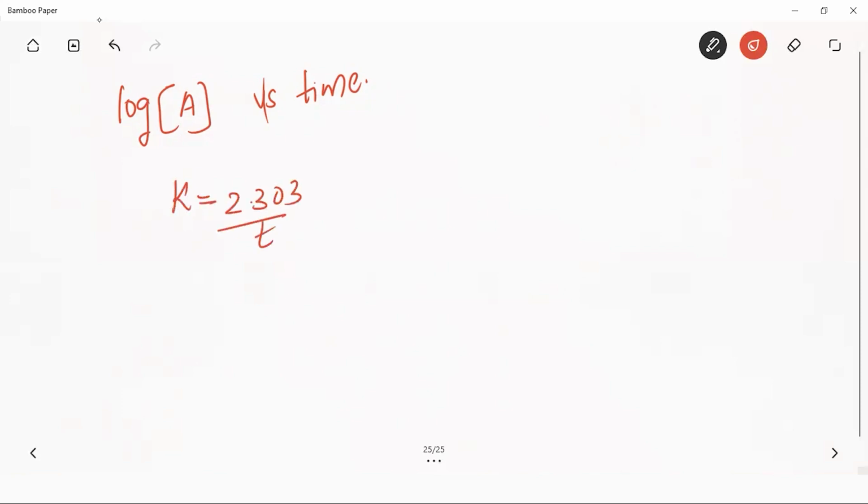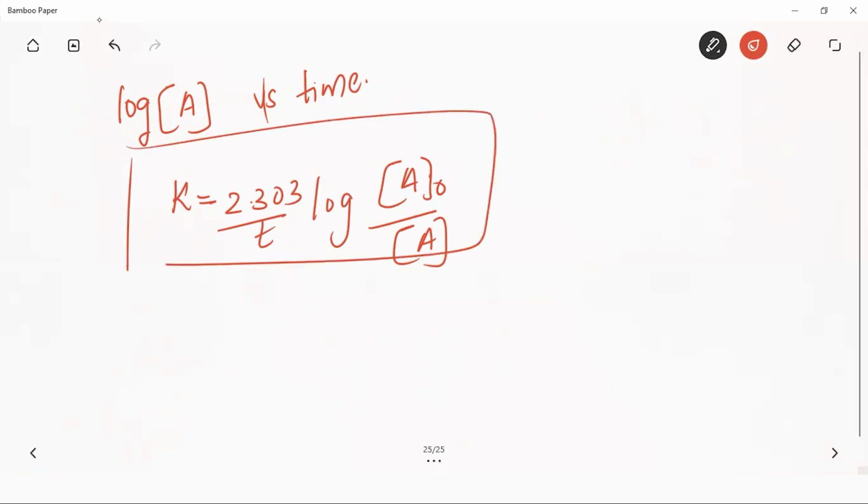Yes, you can draw log A versus time. What is the equation? We must know the equation. We know the equation K is equal to 2.303 by t log A0 by A. This is our final integrated rate equation. Before reaching this, we had one equation. What was the equation? Log A0 minus log A is equal to Kt.